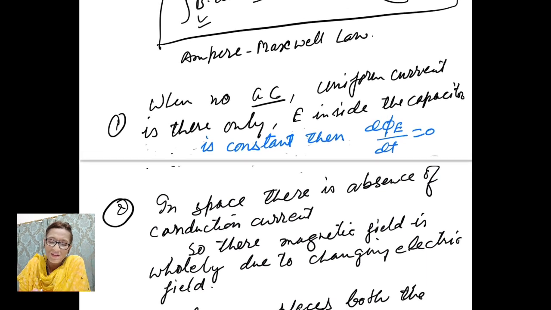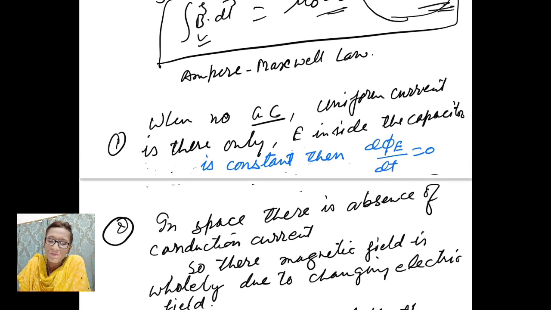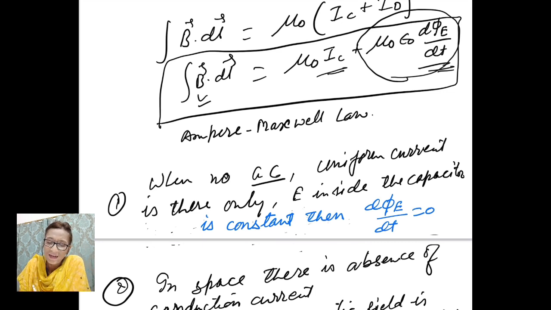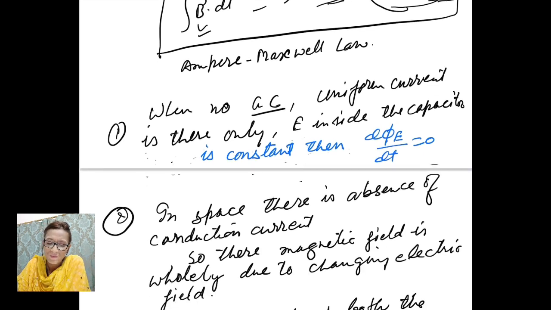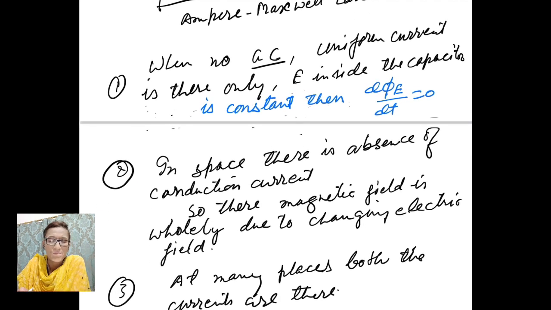So when you have no alternating current, you have uniform current, DC current, then this electric field will not be changing with time, then this part will be removed, and your magnetic field is due to conduction current. But in space you will find that there is absence of conduction current. There is no conduction current. There is only a changing electric field. So this changing electric field is creating a magnetic field.